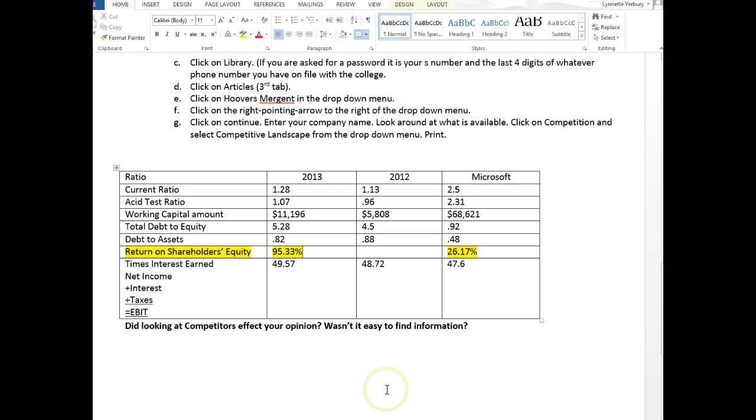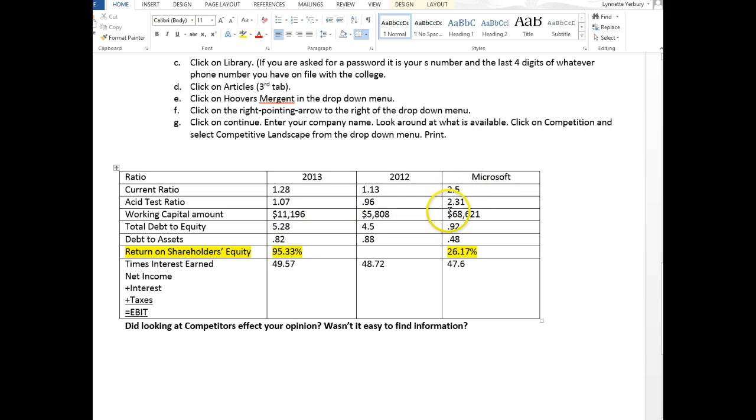So, did looking at the competitors affect your opinion of IBM? It did mine. Now I know that IBM uses a lot of debt to maximize the return to their shareholders, and they've played that card pretty far. They're not as liquid as they could be, but they've improved in that in the last year. And there's a lot of debt in their capital structure, 82%.